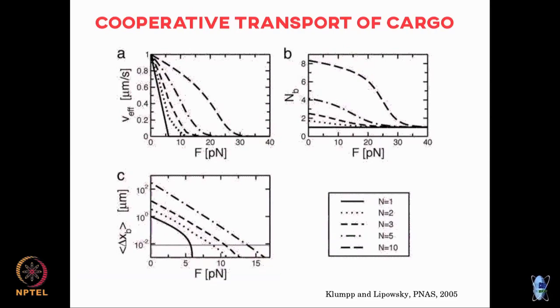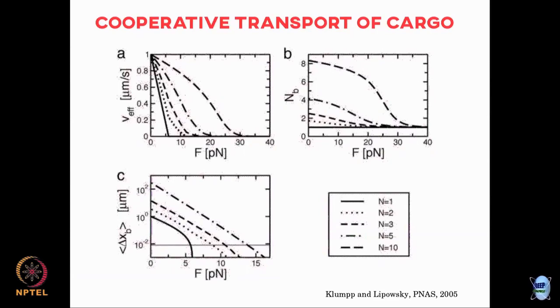Similarly, if you look at the average distance it has walked, which I have not calculated, but you can calculate and plot as a function of force, the more the number of motors carrying your cargo, the more the distance that you can walk on average. And these are not linear functions. These do not change linearly with force. These change non-trivially depending on the number of motors that are bound. So, the behavior for a single motor can be very different from the behavior for multiple motors bound.